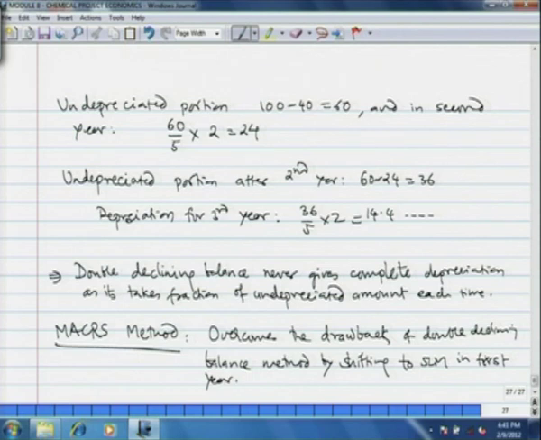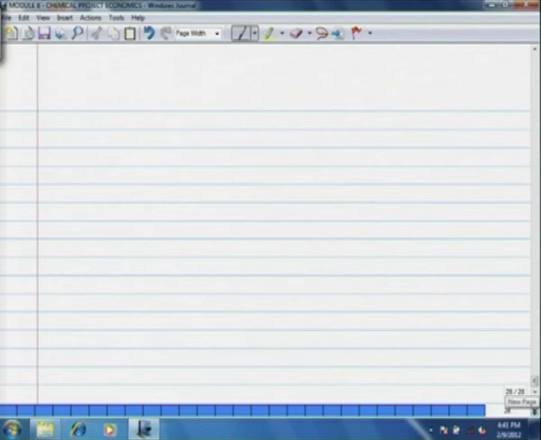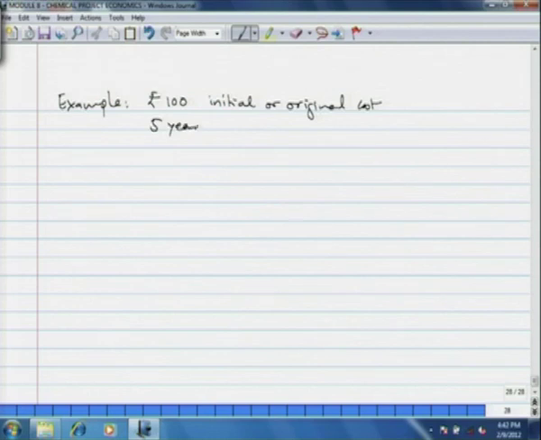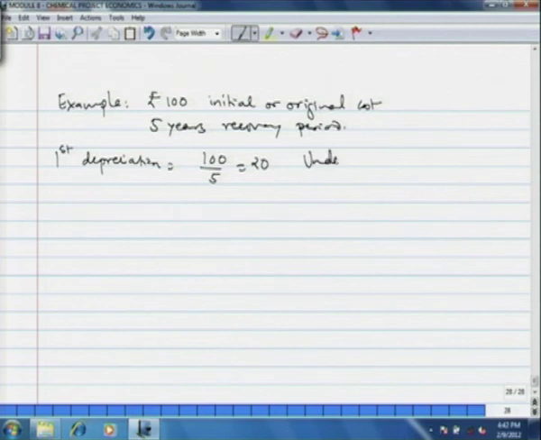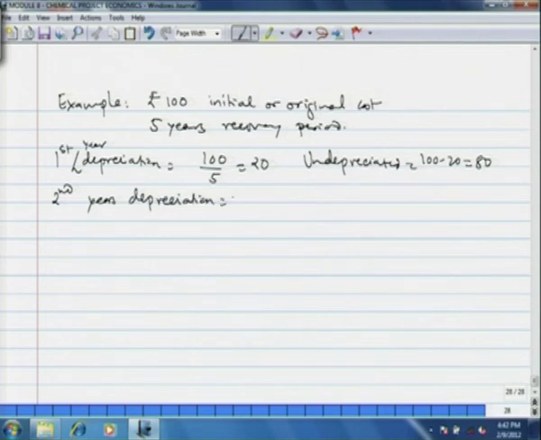The same problem, rupees 100 asset initial value, and 5 years. Now here the first year depreciation is by the straight line method, that is 100 by 5, 20. Undepreciated amount is 100 minus 20, that is 80, and then for the second year depreciation is 2 into 80 by 5, that is 32.